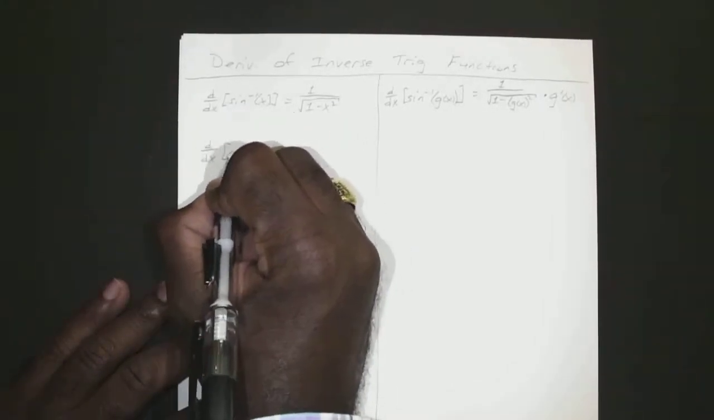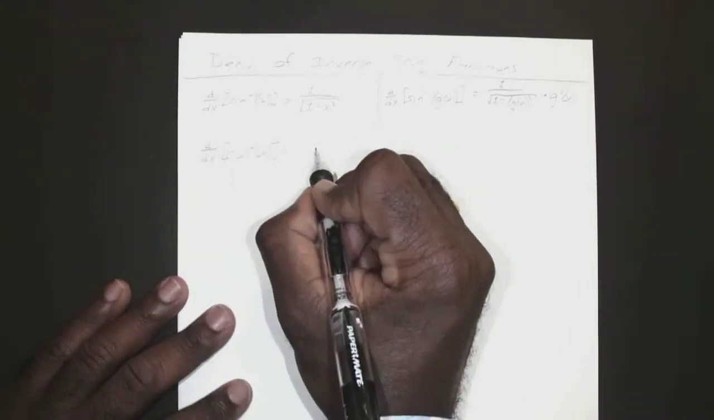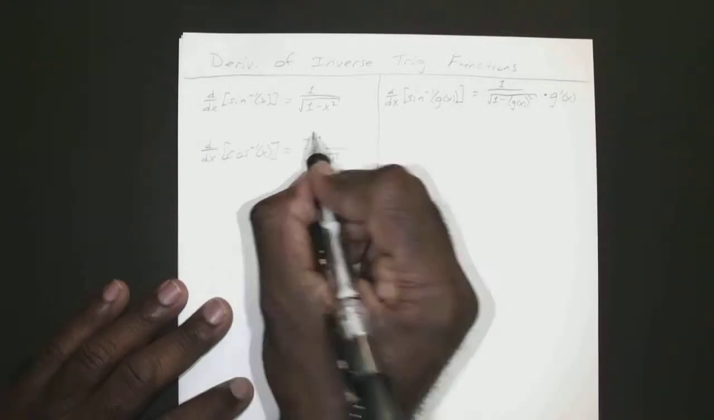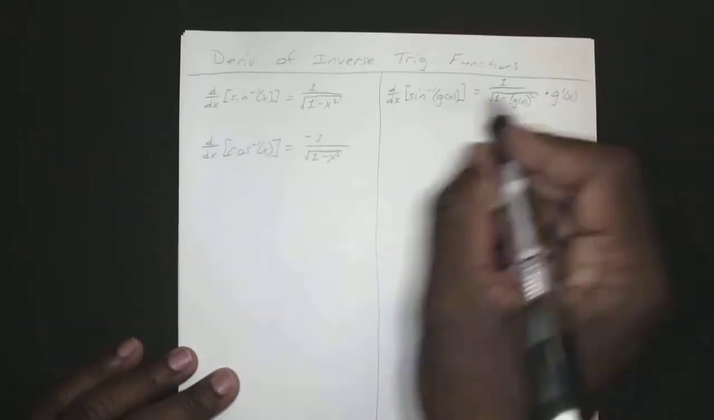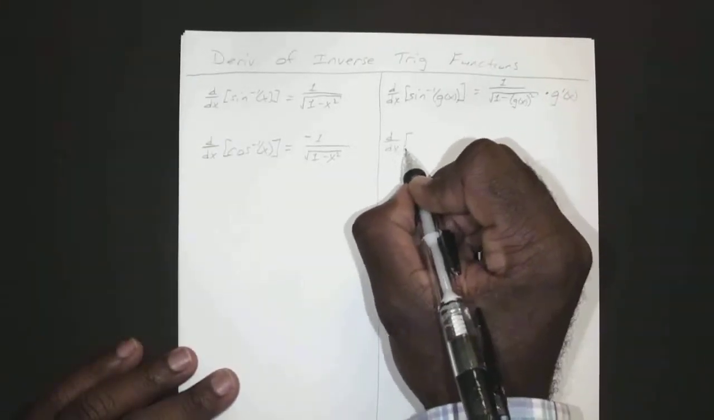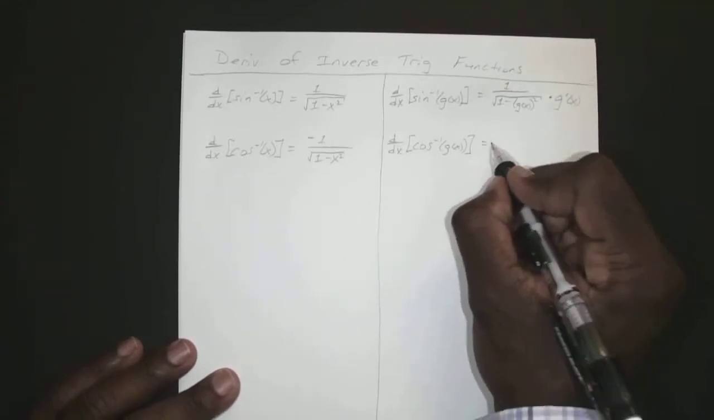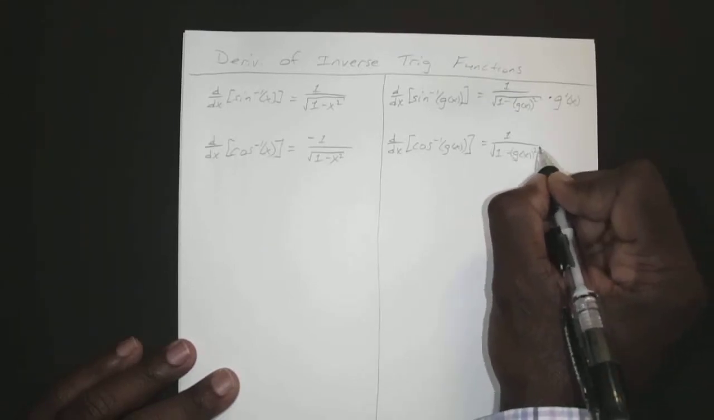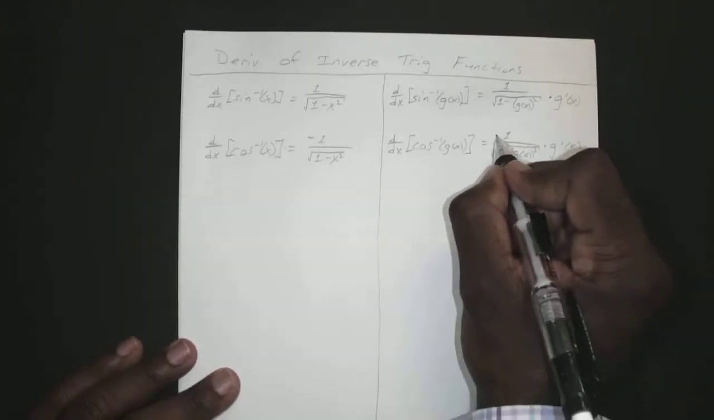Now cosine inverse is the exact same as sine, with one difference. Yep, just negative. So if you remember sine, you remember cosine. Same thing with a function other than x. Exact same thing: 1 over the square root of 1 minus g of x squared, times g prime of x, but it's negative.